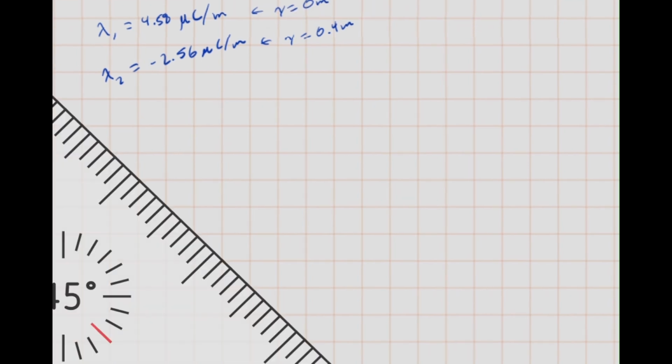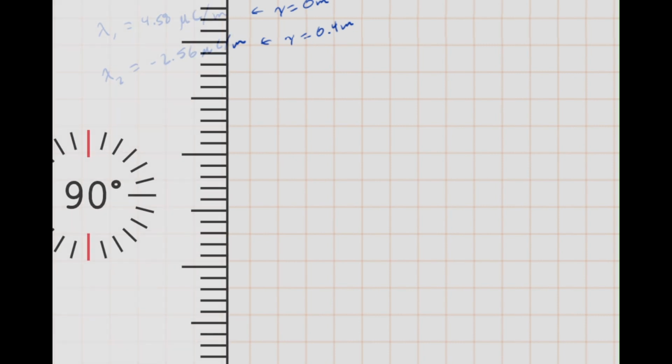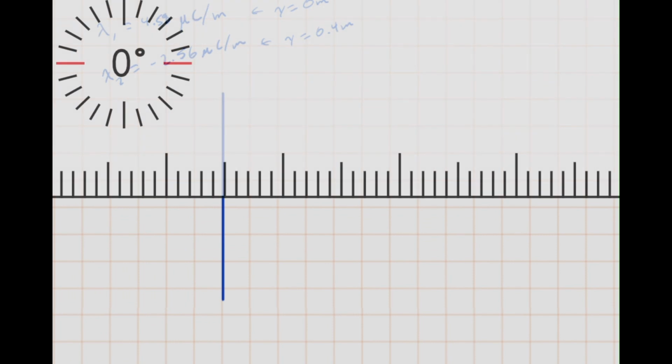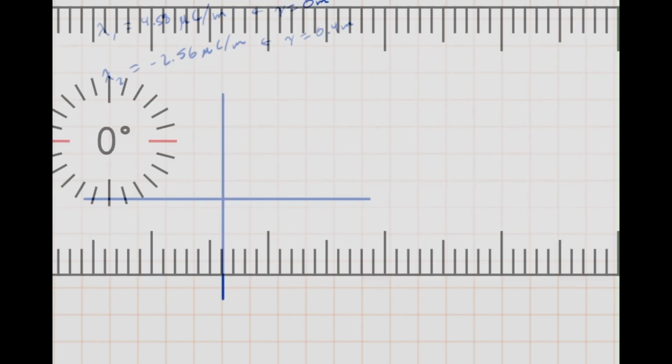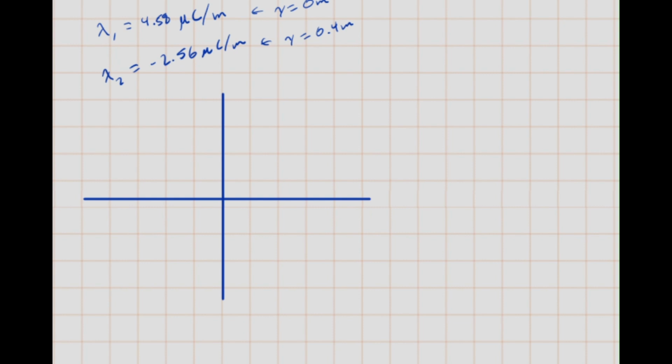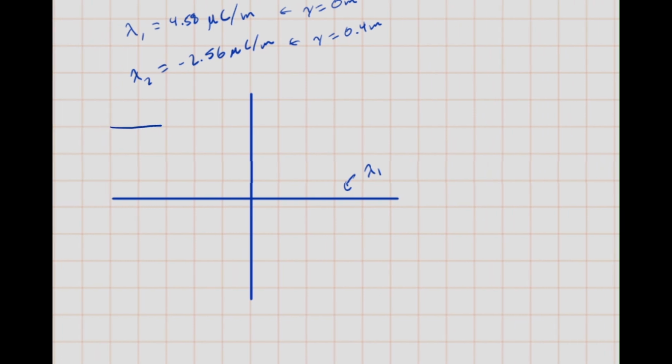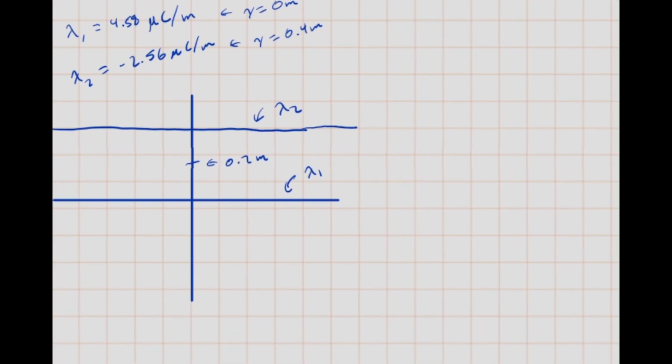So let me see if I can draw that out real quick. We'll call that the first linear charge density, and then we have a second one about 0.4 meters above that. So that'll be the second linear charge density, and we want to find the electric field at the point 0.2 meters on the y-axis. So we will be using Gauss's law to determine this.